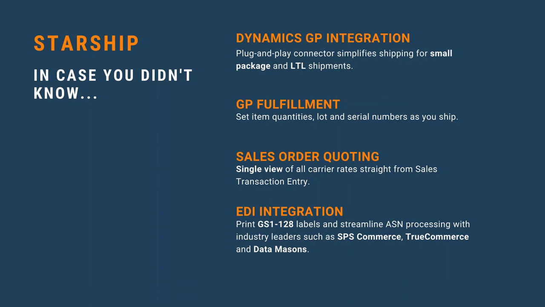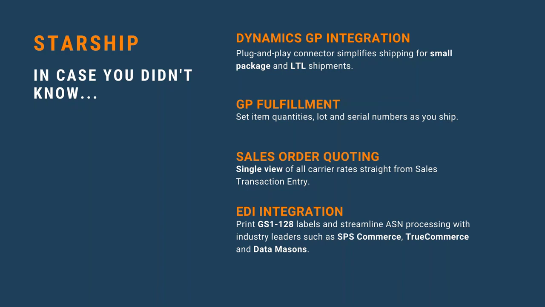StarShip also offers you the ability to quote freight. So from within the order entry module and sales order processing, you have the ability to quote freight right from the order entry screen and pull that up into a single view of all your various carriers so you can do a side-by-side comparison and make a decision on how you want to ship the freight.